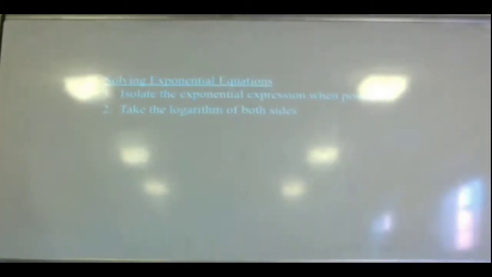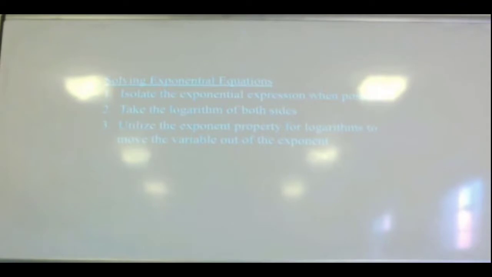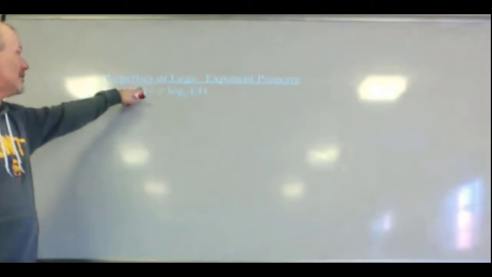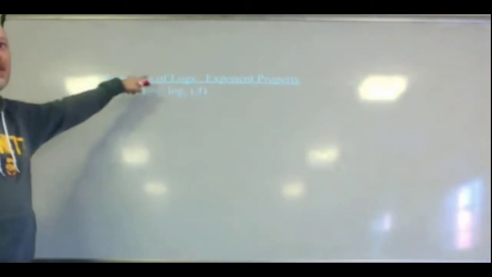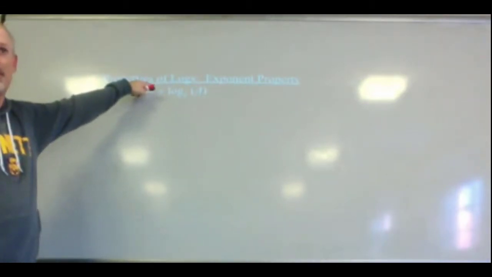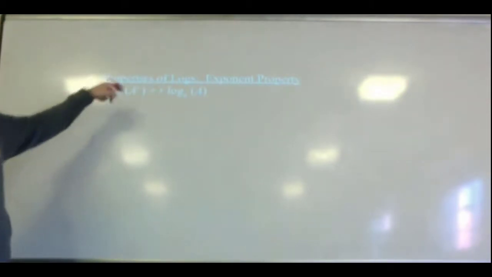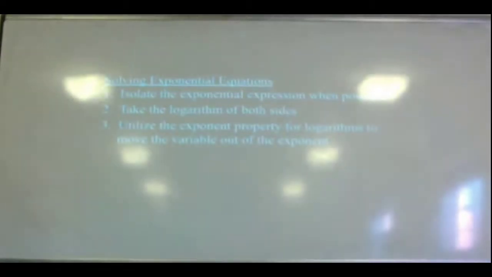That's the key step, because after we do that, we can use the property that we just talked about and move the exponent out into the front of the equation, having whatever times logarithm. Remember this property right here? We're going to take that exponent and move it down in front. Because what's in the exponent? The variable. We don't want the variable stuck up in the exponent. We want to get it down where we can work with it. So our steps are: isolate, take the log of both sides, then use our exponent property to move that exponent out in front.